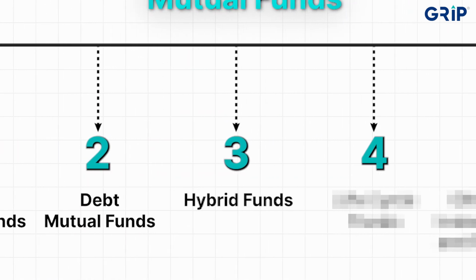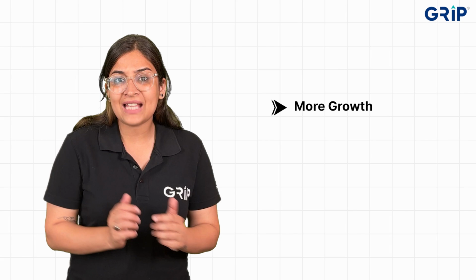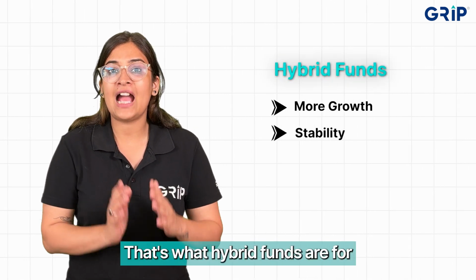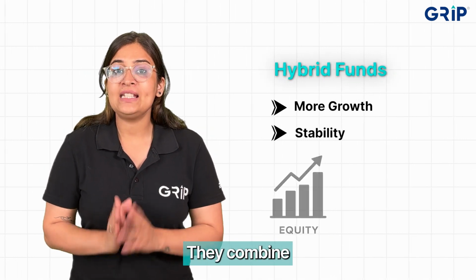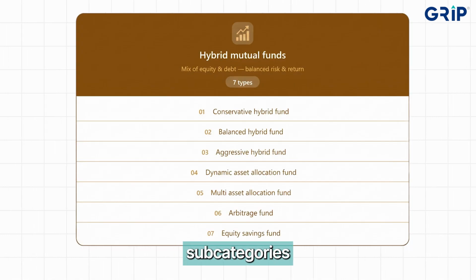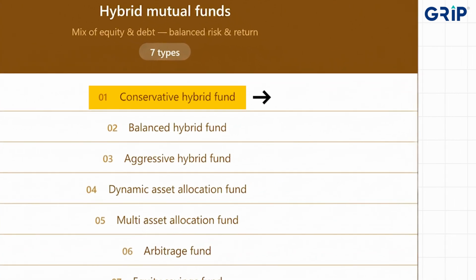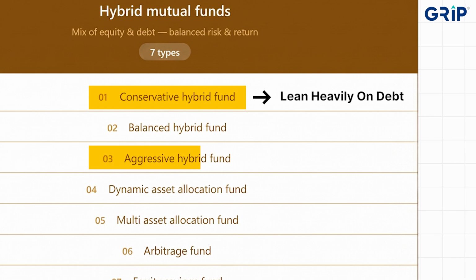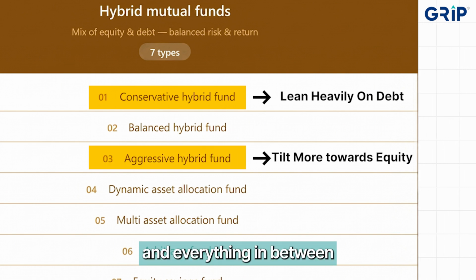Category 3. Hybrid funds. Want more growth and stability? That's what hybrid funds are for. They combine equity and debt in a single portfolio. There are 7 subcategories. Conservative hybrid funds lean heavily on debt. Aggressive hybrid funds tilt more towards equity, and everything in between.